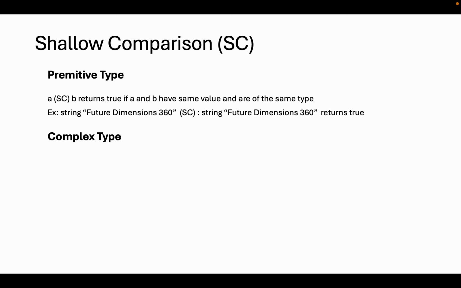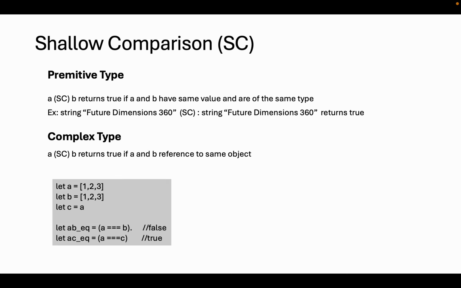So primitive type shallow comparison is true when your values and their data types are the same. But in complex types, it returns true only if the reference of the first object matches the reference of the second object. For example, in case of a list, we have one list A and another list B. Although the elements are the same in these two lists, both of them have separate, different references. So if you do a comparison between A and B, it will return false in shallow comparison.